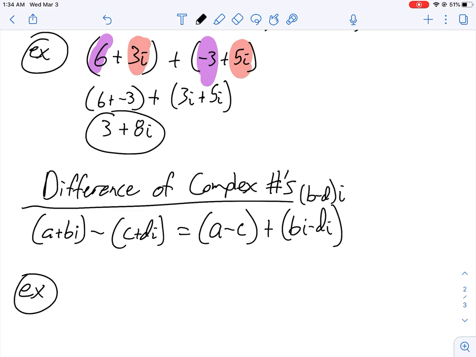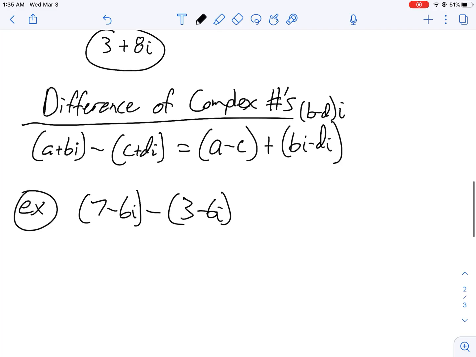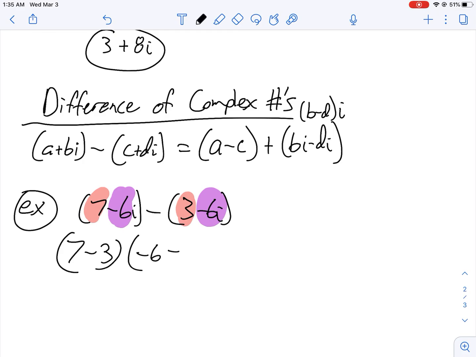All right, here is the example. Let me find one from the book. 7 minus 6i minus 3 minus 6i. Now again, reals go with reals. Imaginaries go with imaginaries. We've got 7 minus 3, negative 6 minus negative 6. And we can have the i's inside, or we can attach it on the end on the outside.